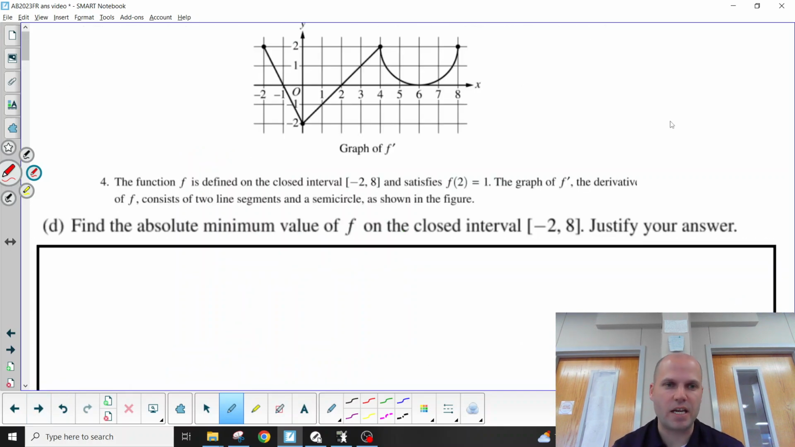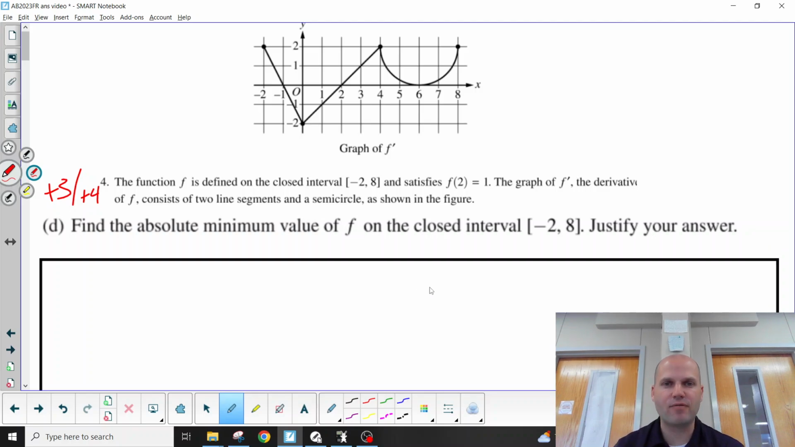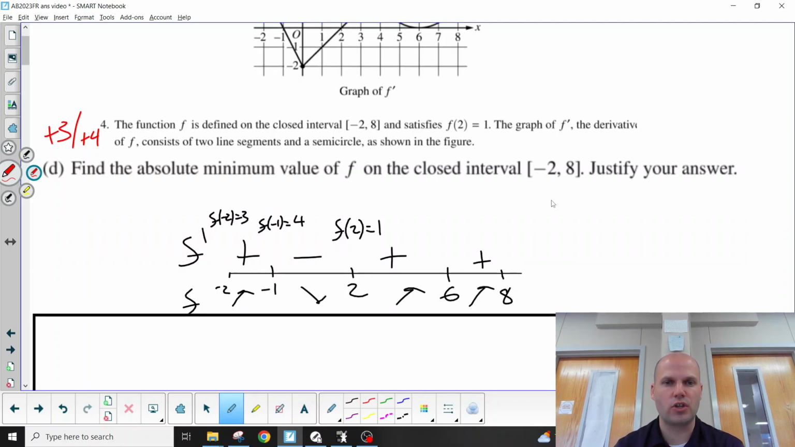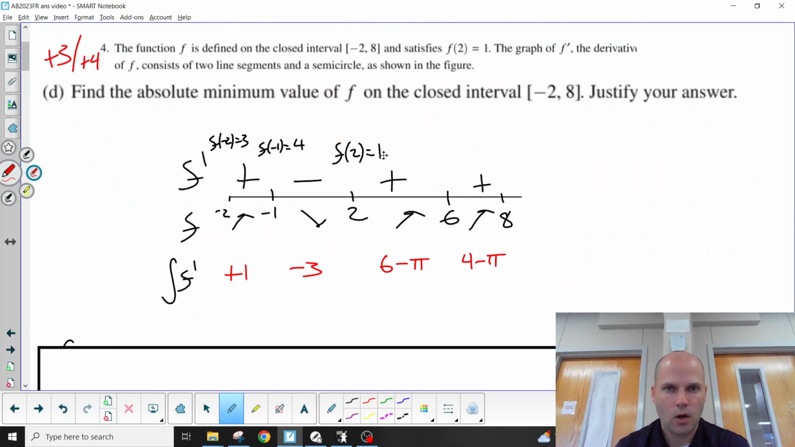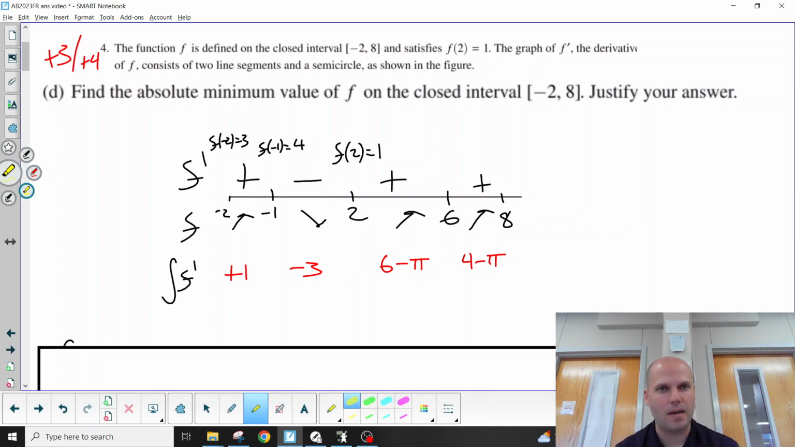And then something that's meaty, the absolute min. I think this is probably worth 3. I think it could be worth 4. Now, I've done it different ways, so I'm going to show you the different ways. They all involve my sign analysis that I did at the beginning, only I'm going to start filling in some of the stuff on the top, like my function value at -2 is 3. I increase 1 to get to 4, decrease 3 to get to 1. I'm asked for an absolute min.